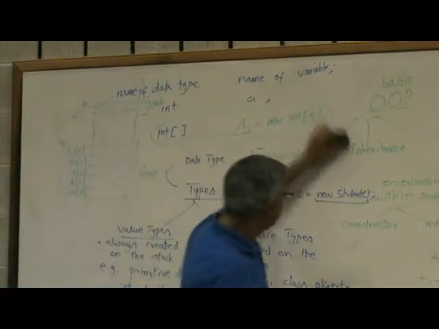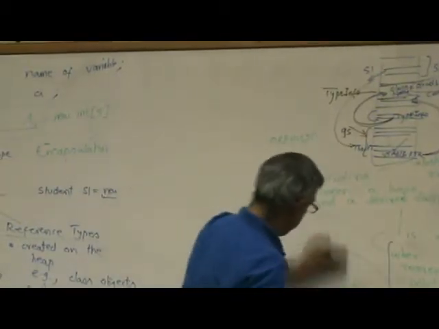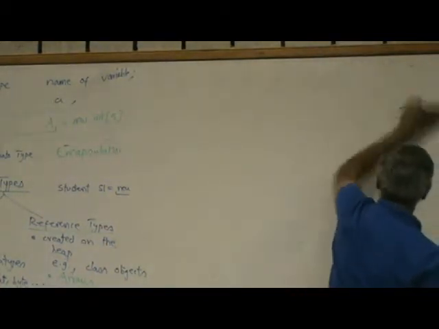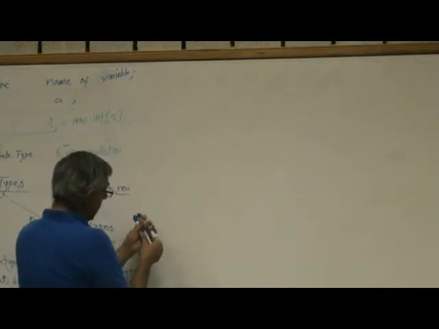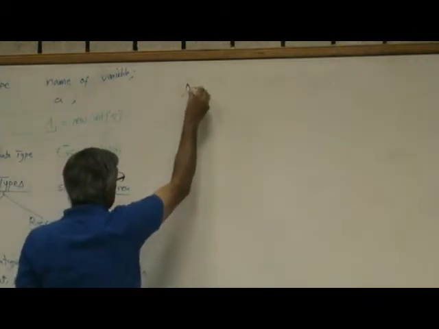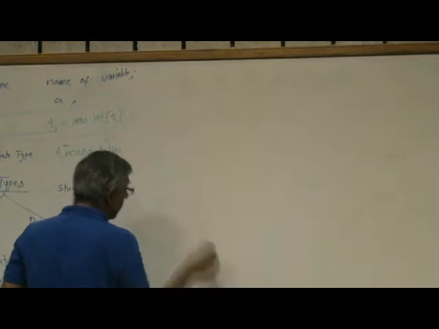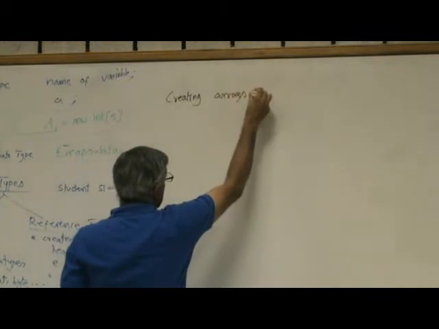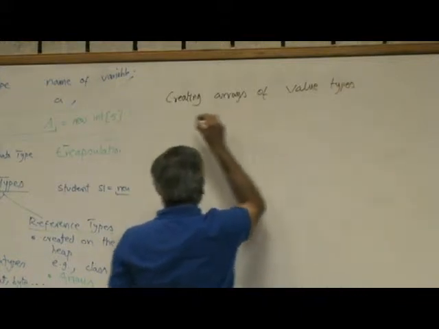Now there are a few complications with arrays. One of the complications is when we create arrays of reference types. First of all, let me give you a statement: creating arrays of value types is easy.